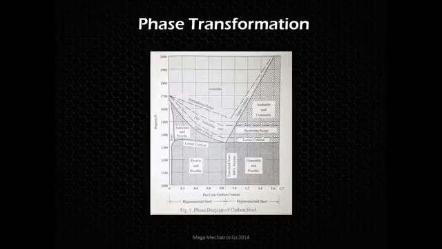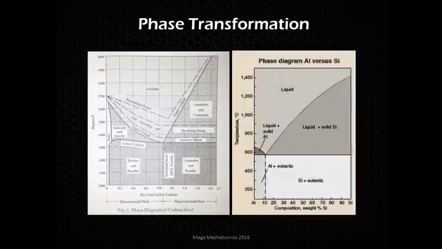And aluminum is going to be a little different. Here's a phase diagram: temperature versus composition of silicon, not composition of carbon. Carbon is for hardening ferrous materials. Silicon affects the hardness of aluminum. Same with other elements like copper, depending on the alloy of aluminum that you are using.